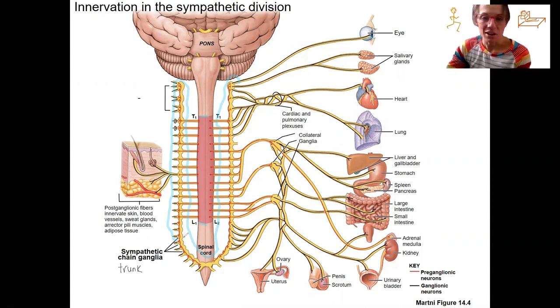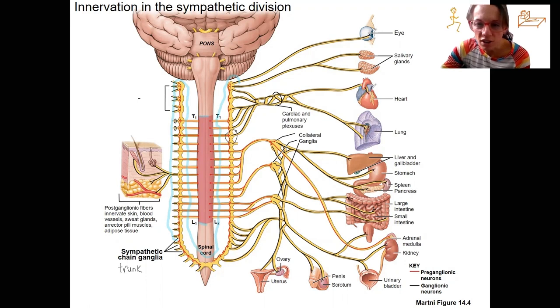There are a few exceptions we'll get to here. The postganglionic neurons, so there's a synapse in many of these ganglia, right? Because you know there are cell bodies inside of ganglia. So there's a synapse, and then the postganglionic fiber is very long, and then it just synapses directly onto the effector.